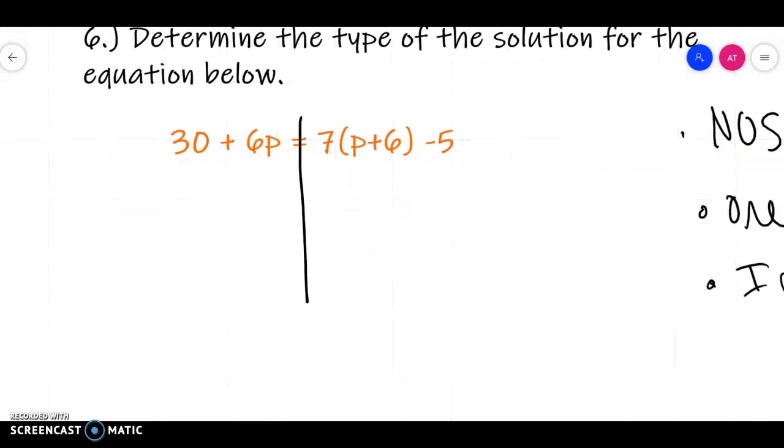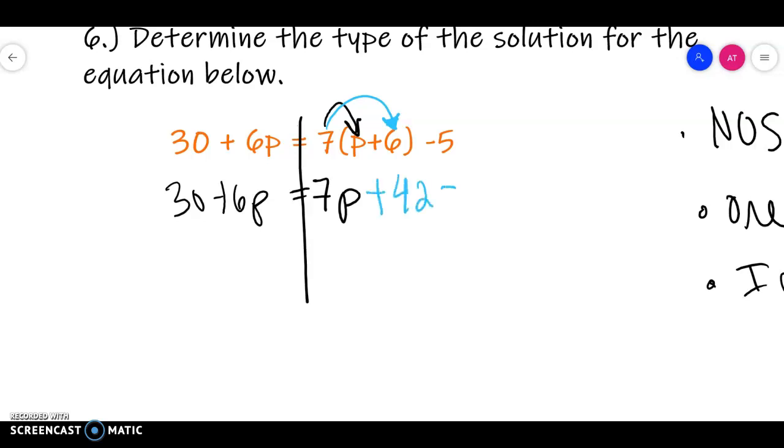Draw your line. On the left side, can I distribute? Nope. So let's distribute on the right side. This 7 to the p, which is just going to be 7p. And since I'm not doing anything on the left side, I can just bring it down. Then take 7 and multiply it by the 6. Have to multiply everything in the parentheses when you're doing distributive property. 7 times 6 is what? 42. I'm going to bring down that minus 5 because I didn't do anything to it.